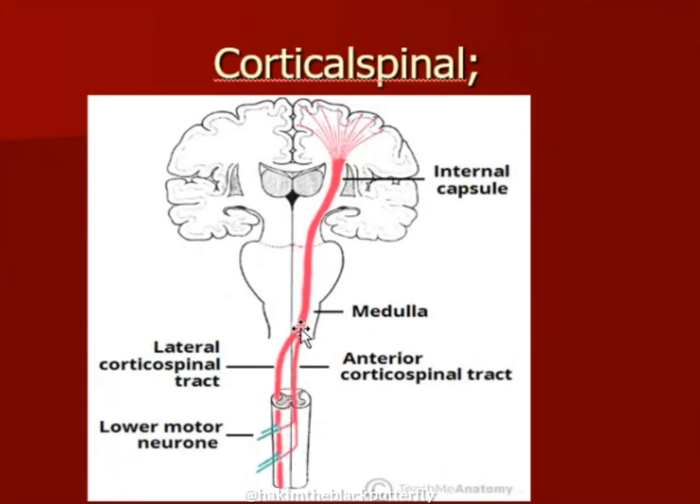Let me repeat, and I want you to pay attention. I said that the descending tracts are divided into two major divisions: the pyramidal tract and the extrapyramidal tract. Those are the two divisions of the descending tracts.